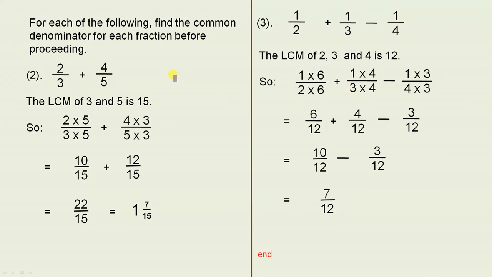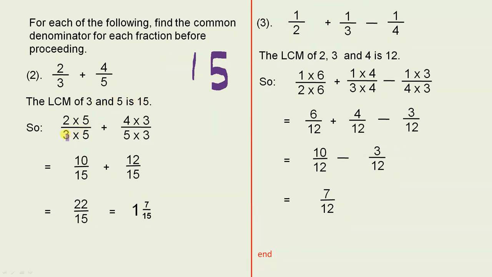The next example, for each of the following, find the common denominator for each fraction before proceeding. 2 over 3 plus 4 over 5. Notice the denominators are different. We need to make them the same. The LCM of 3 and 5 is 15. That is, 15 is the lowest number that 3 and 5 will divide into evenly. A basic knowledge of tables tells us that. So the LCM of 3 and 5 is 15.